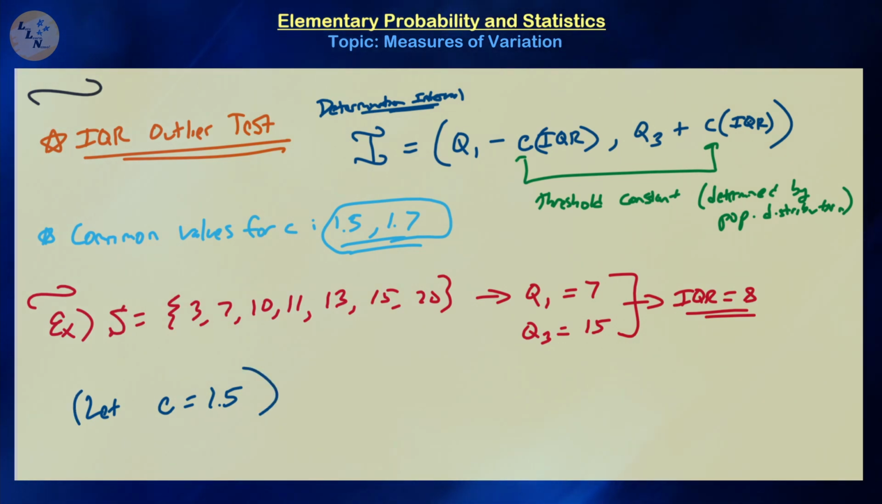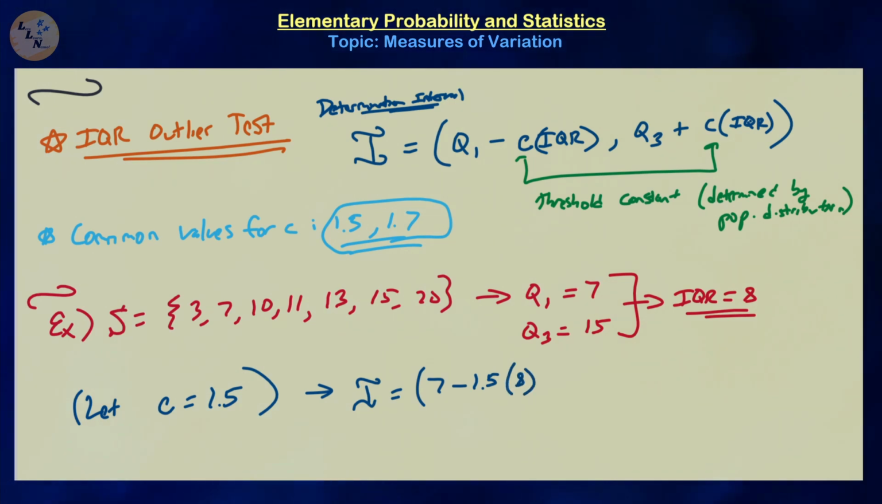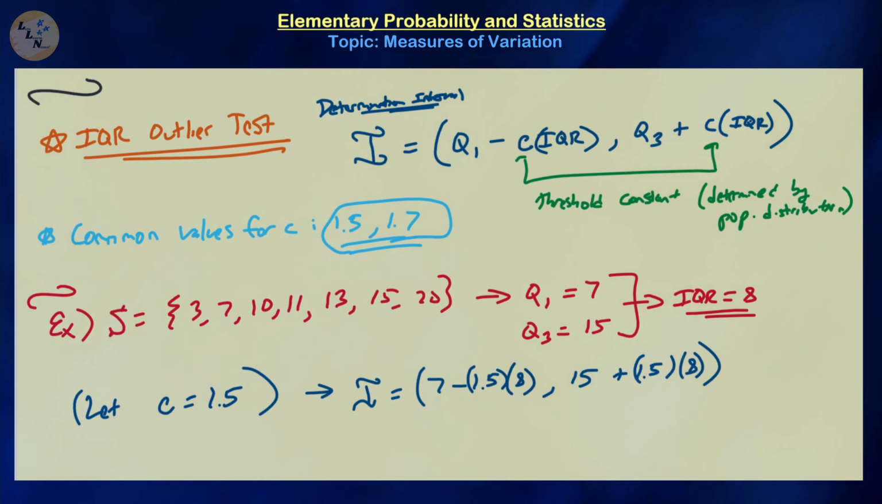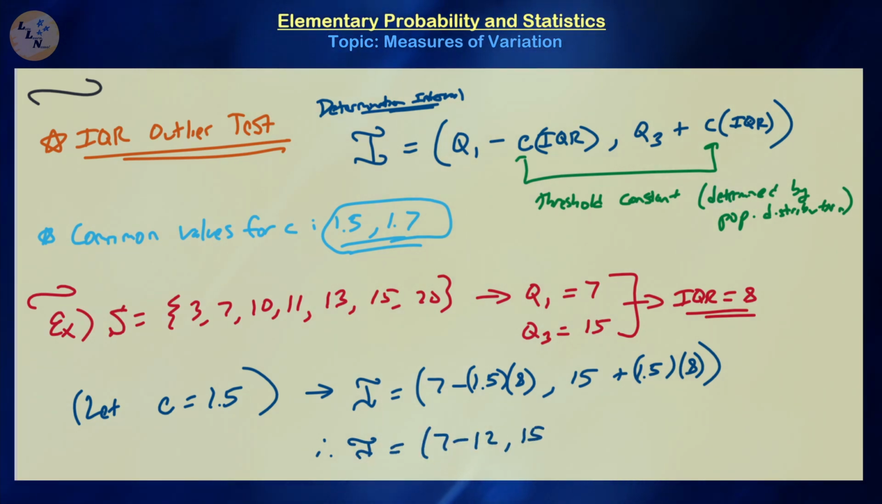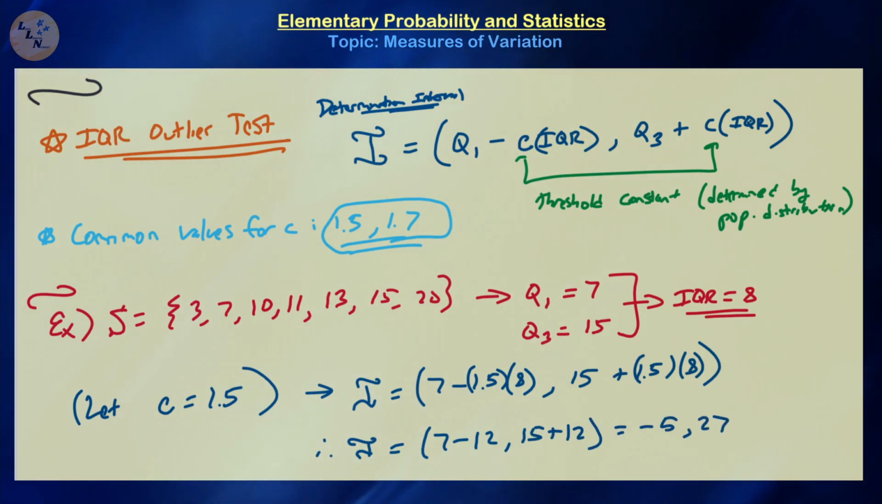If that is the case, then our determination interval is going to be equal to Q1, 7, minus 1.5 times our IQR of 8, and then 15, Q3, plus 1.5 times our interquartile range of 8. So 1.5 times our interquartile range is going to be 12. Our determination interval is going to be equal to 7 minus 12 and 15 plus 12, which is equal to minus 5 comma 27. So this is our determination interval.